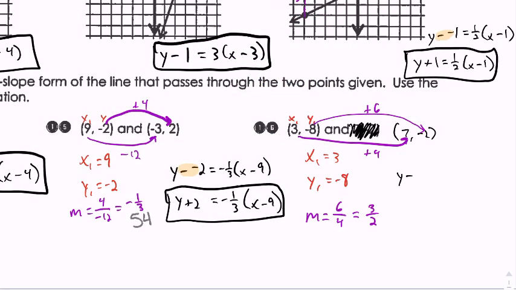Y minus y1 equals our slope times x minus x1, which is positive 3. Now if you look, we have ourselves a double negative, and so therefore we must make that y plus 8 equals 3/2 times x minus 3.